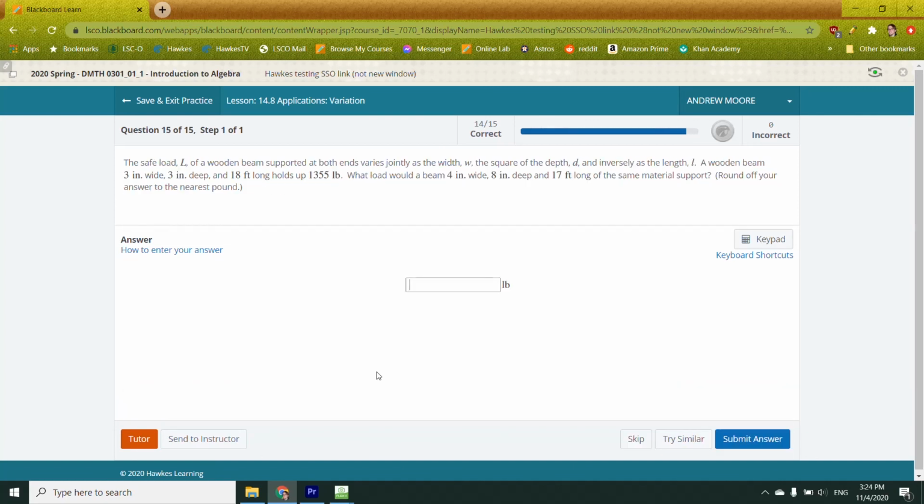The safe load L of a wooden beam supported at both ends varies jointly as the width W and the square of the depth D, and inversely as the length L. A wooden beam 3 inches wide, 3 inches deep, and 18 feet long holds up 1,355 pounds. What load would a beam 4 inches wide, 8 inches deep, and 17 feet long of the same material support? Round off your answer to the nearest pound.